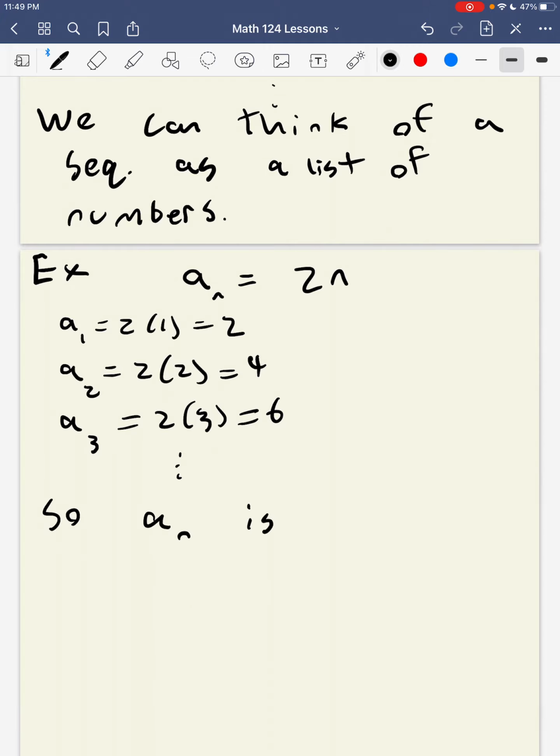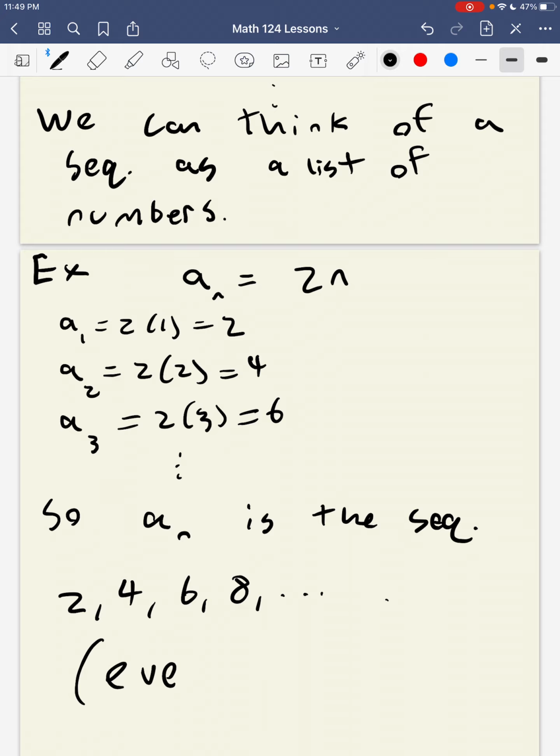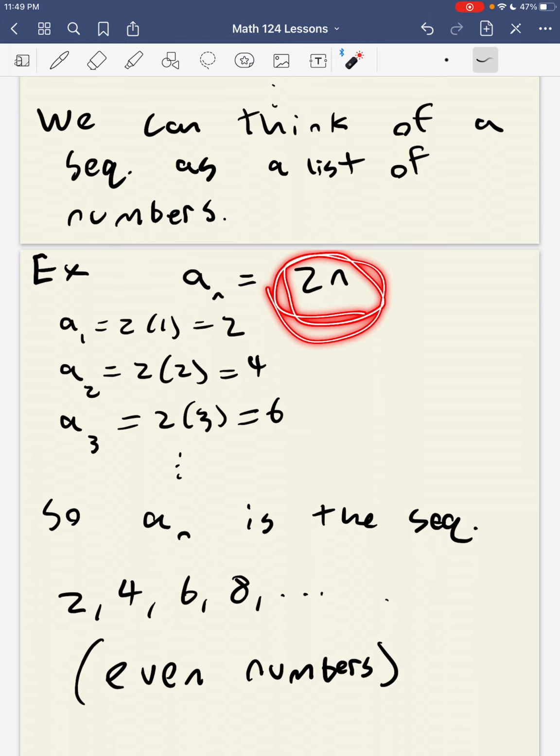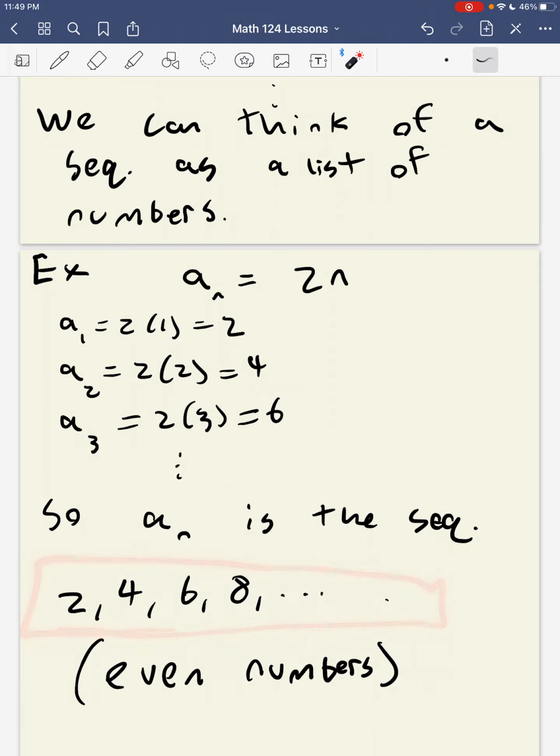So a_n is the sequence given by 2, 4, 6, 8, right? It's the even numbers. So even numbers are a sequence. Really the even numbers are the list of outputs of this function, 2n. A function with domain natural numbers is what the sequence is, but it's more intuitive to think of a sequence as a list. This list of even numbers is the sequence given by 2n.